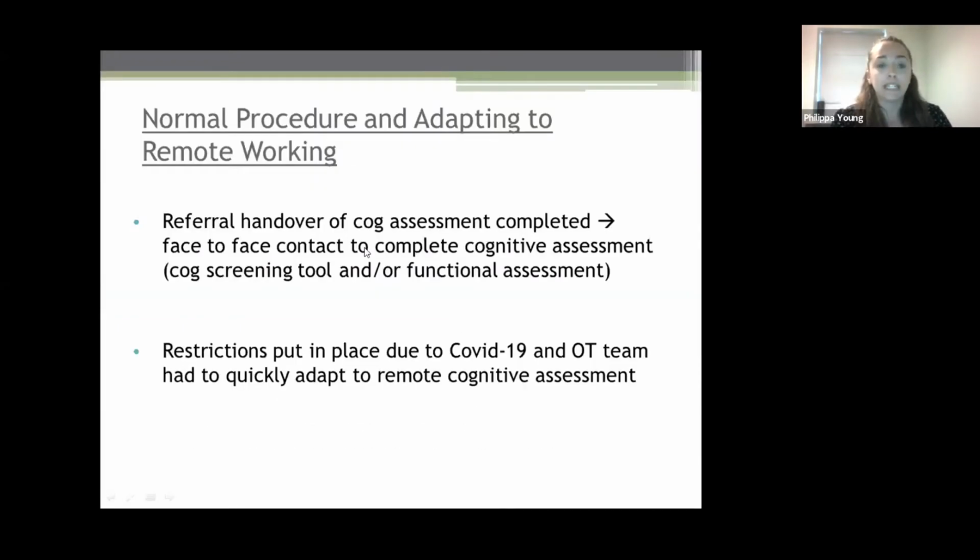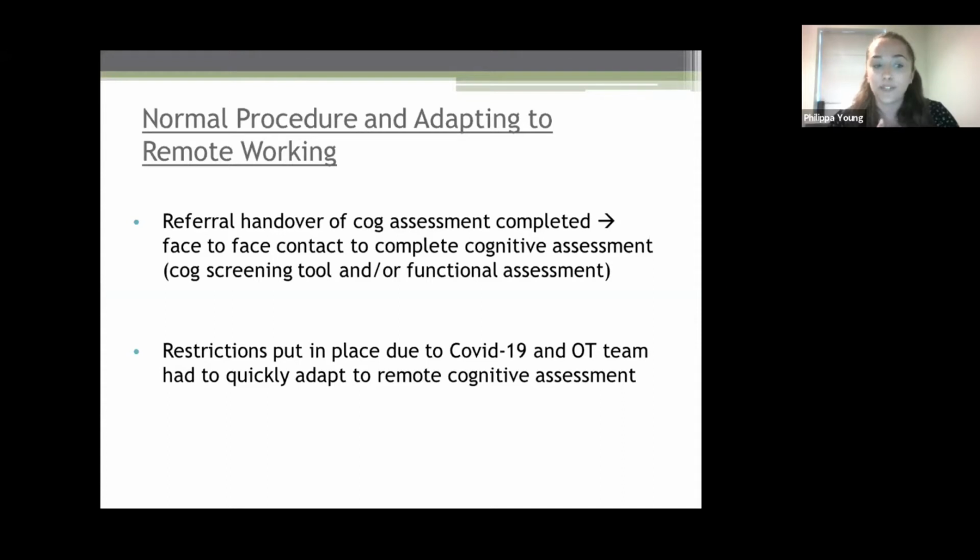So just to begin, I wanted to briefly talk about how our normal process works in CST. We receive information about a patient's cognitive ability in the referral. This includes functional task assessment and on some occasions cognition screens. CSTOTs would then complete functional task assessments in their homes and/or a cognition screening tool and sometimes standardized assessments to further assess their cognitive ability.